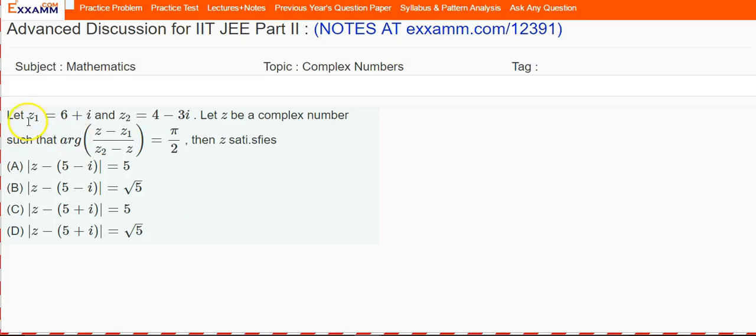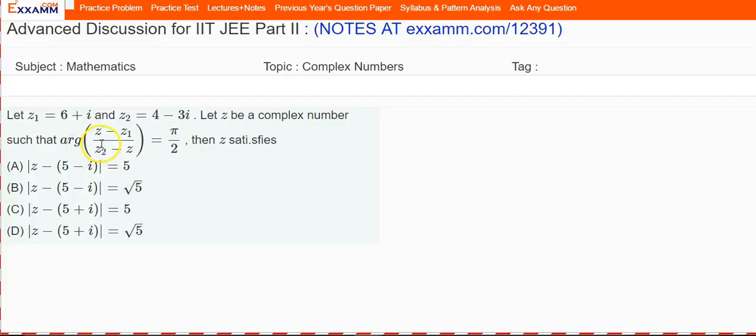Now let us consider a question on the diametric form of the equation of a circle in the complex plane. Now here z1 has been given as 6 plus i, z2 has been given as 4 minus 3i, where z is a complex number such that the argument of (z minus z1) upon (z2 minus z) is equal to pi by 2.